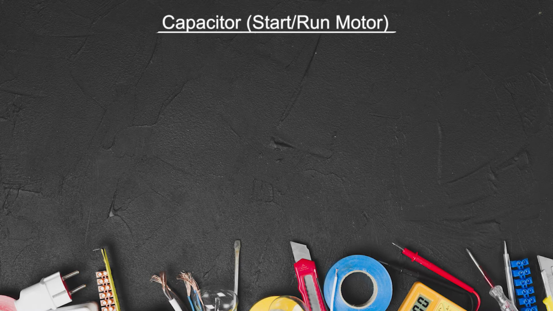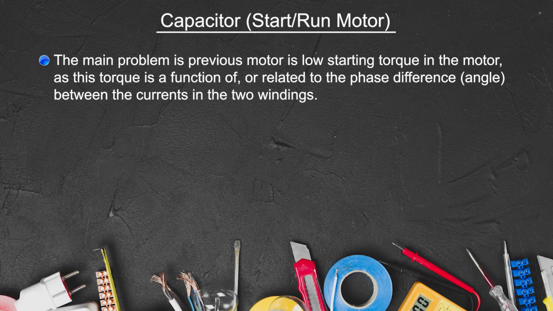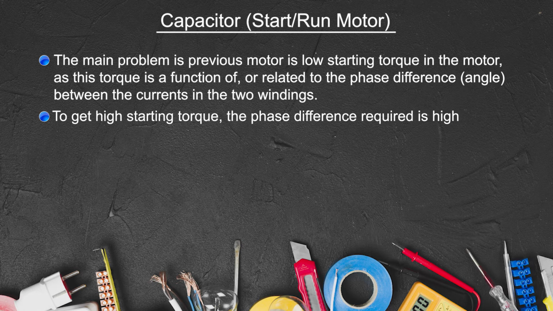So how can we remove this disparity? The main problem with this motor was a low starting torque, and this torque is a function of the phase difference between the two currents in the two windings. So that time our point strikes that if we have a good phase difference, we can have a good full load torque, we can have a high starting torque.